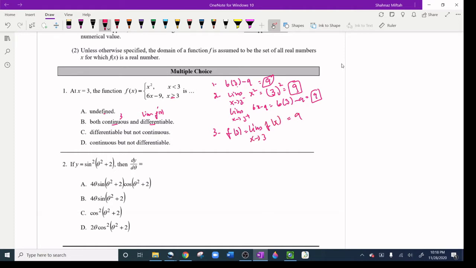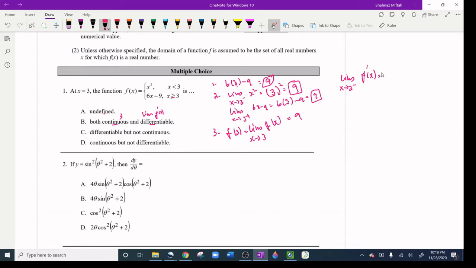So for the differentiability, we have to find the limit x approaches 3 from the left of f prime x. So what is f prime x? F prime x is 2x, and plug in that 3. 2 times 3 is going to give me 6. Then we have limit x approaches 3 from the right of f prime x. F prime of that one is 6, so it's going to be a 6 anyway.